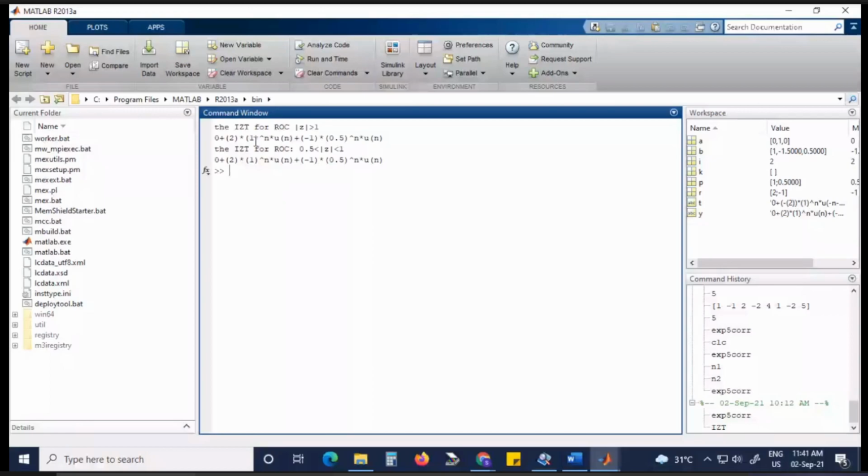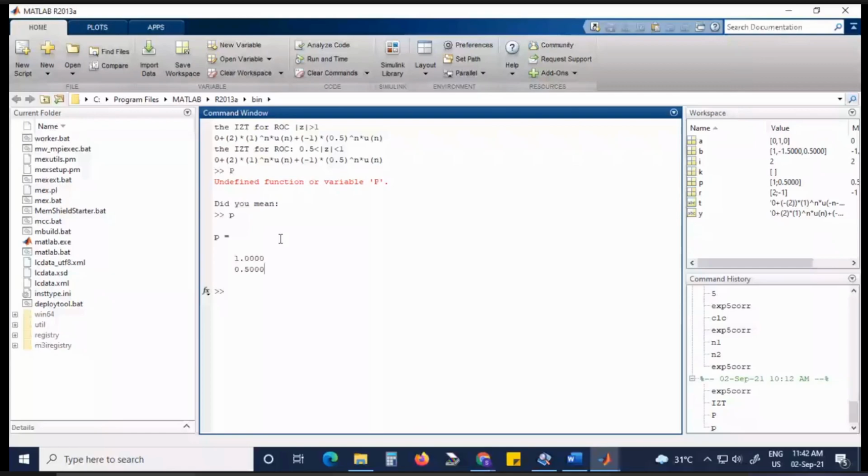तुम उसका पोल का भी प्लॉट कर सकते हो. P जो है, ये पोल्स है. P का वैल्यू देख सकते हो. पोल्स है 1, एक पोल है 1 में और एक पोल है 0.5 में. और R, स्मॉल आर है, ये दो कांस्टेंट है. एक ये 2 है और एक ये -1 है. सो 2 का पोल 1 जो है उसका कॉरस्पॉन्डिंग कोफिशिएंट है 2. 2 into 1 to the power n u of n.